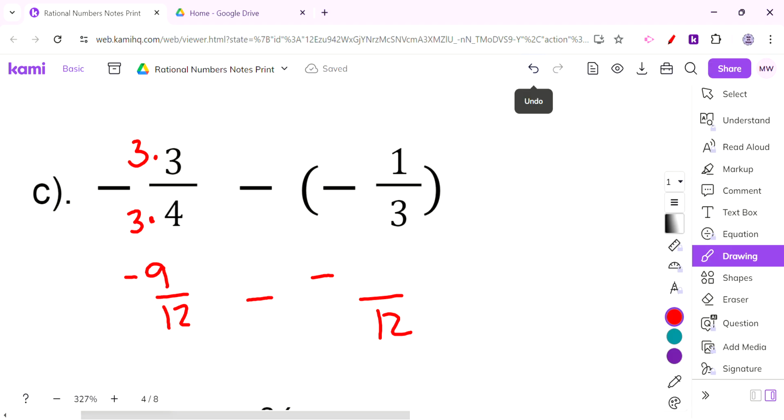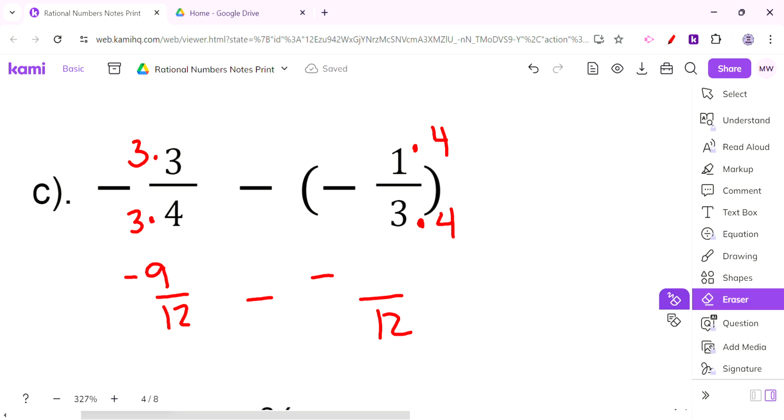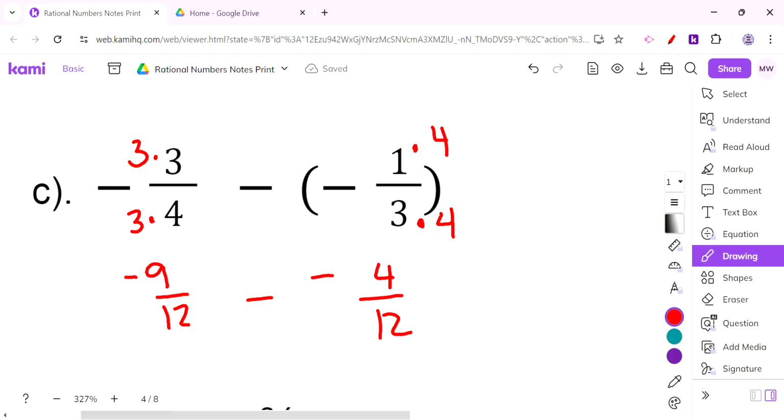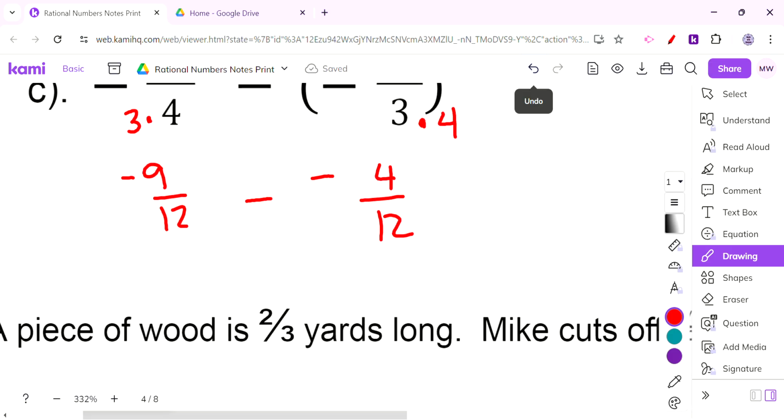All right. So I dropped down that minus and negative for now. So now we have 3 times 4, right? That gets us 12. 1 times 4, and that gets us 4. So let me put that here. And then again, we don't forget the negative. Now we have negative 9/12 minus negative 4/12. And we're going to keep, switch, or keep, change.